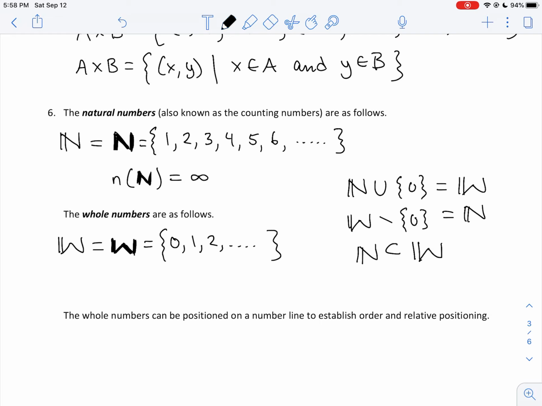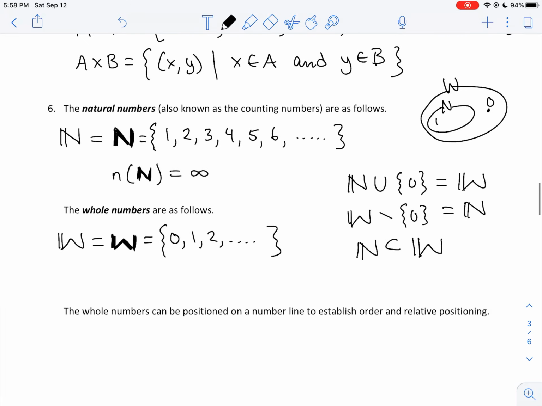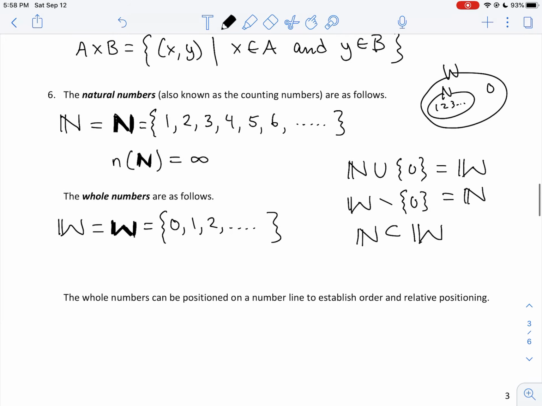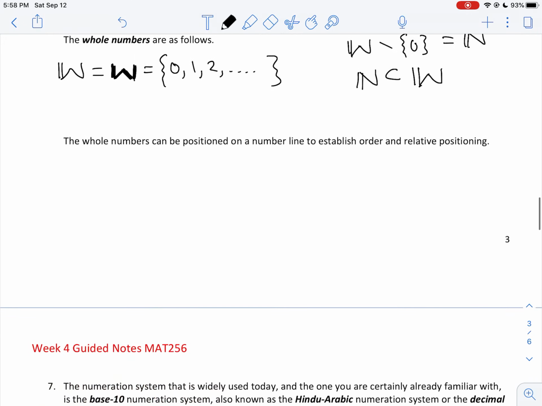If you're doing a Venn diagram, what that means is you would have the N circle contained inside the W circle. In fact, the only element that would be in this ring would be 0. 0 would be the only element there, and all the other numbers, 1, 2, 3, etc., would be in that inner ring as well. So a little Venn diagram there. Let's erase that dot. Put dot, dot, dot.